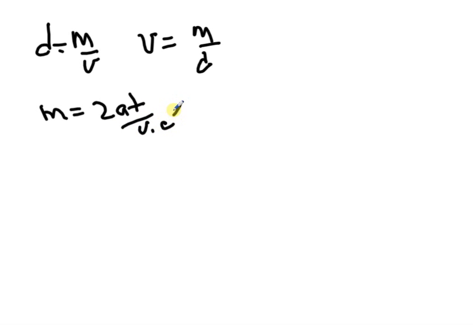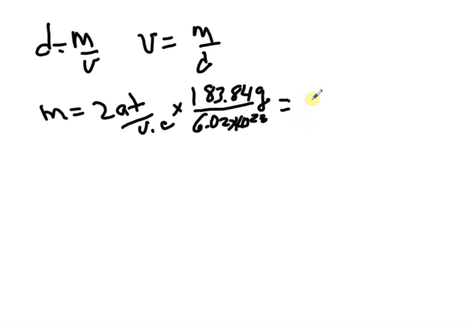And then I have the 183.84 grams per mole, and then I have 6.022 10 to the 23rd. That gives me the value for the mass here, that I got something like 6.106 10 to the negative 22 grams, right? So that would be the mass of the cell.